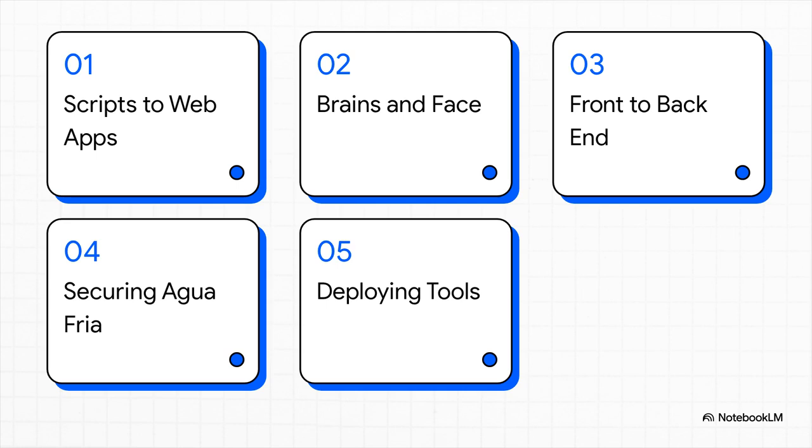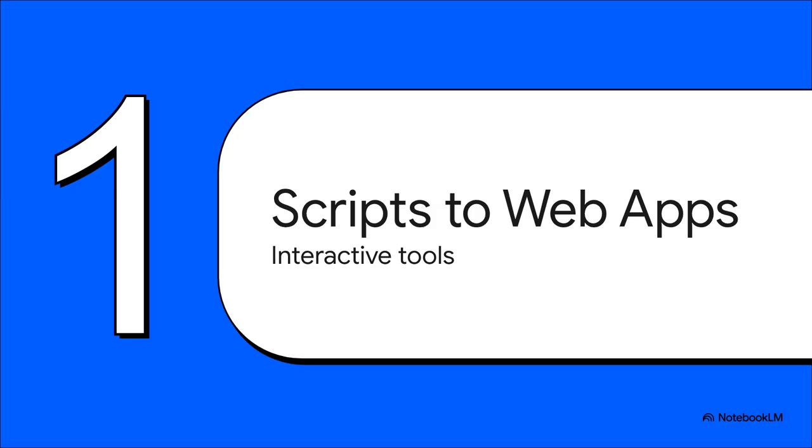Here's a quick look at our roadmap for today's explainer. First, from scripts to web apps. Then, the brains and the face. Next up, front to back-end flow, followed by securing the Agua Fria district. And finally, deploying and managing tools. All right, section 1, from scripts to web apps.